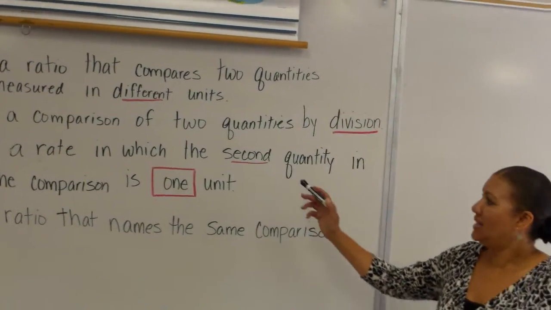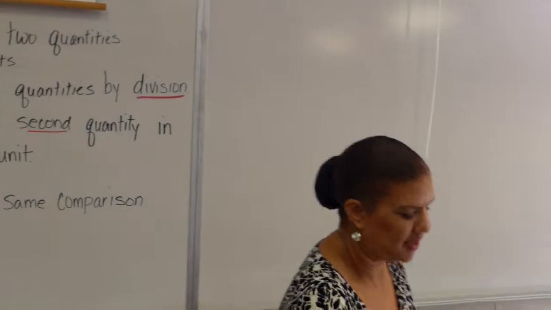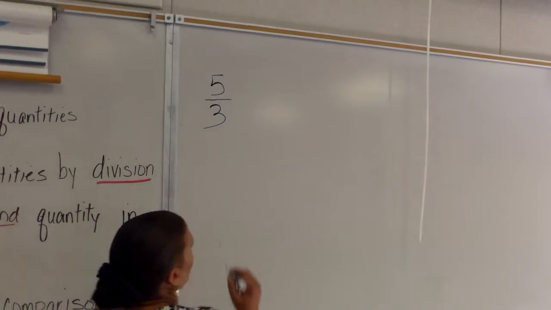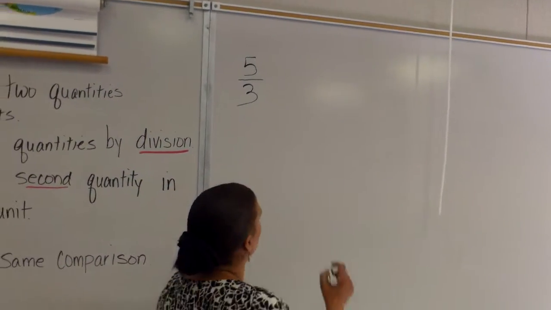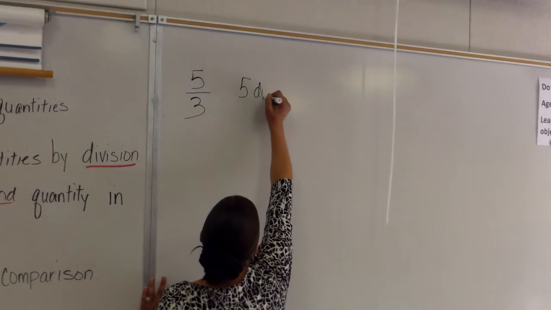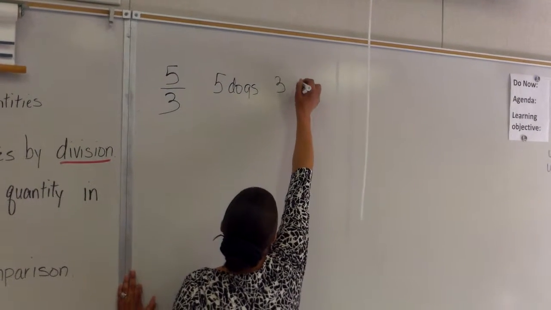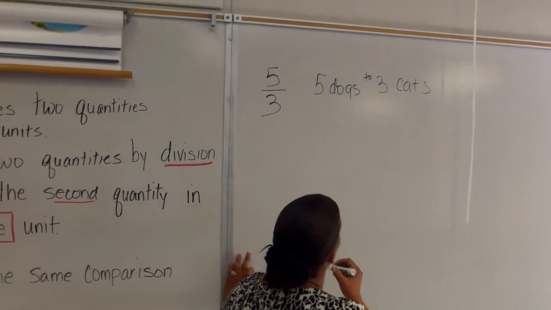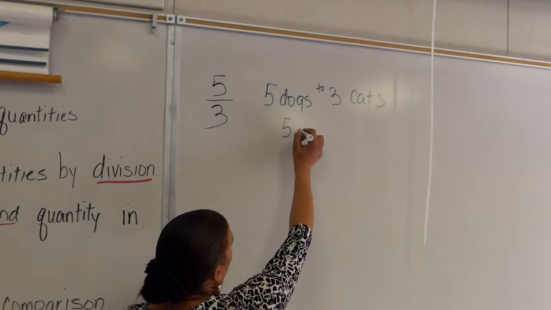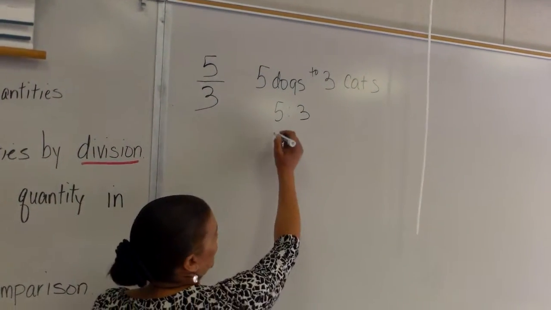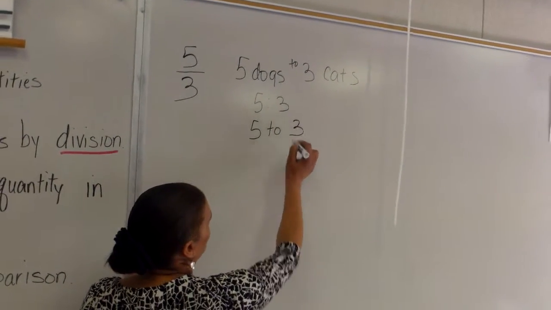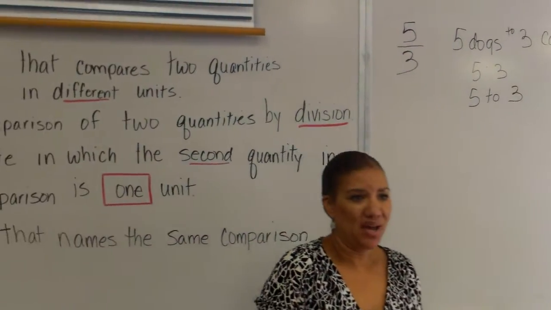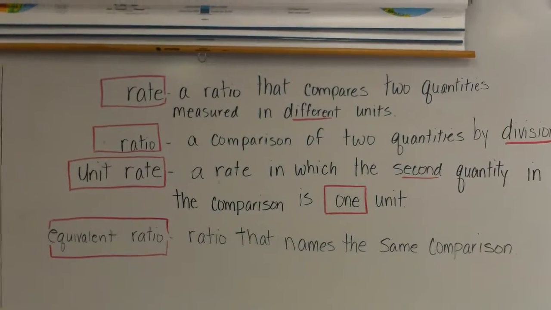A ratio can be written in 3 different ways. A ratio can be written in one way, 5 to 3. In other words, 5 dogs to 3 cats. A ratio can also be written 5 to 3. So that's what we did yesterday. We talked about ways to write a ratio.